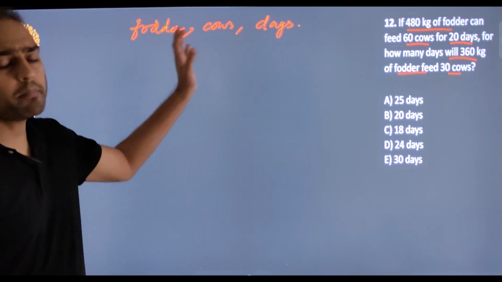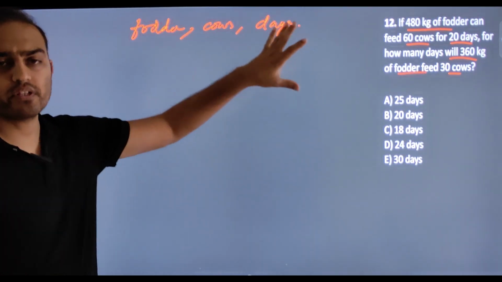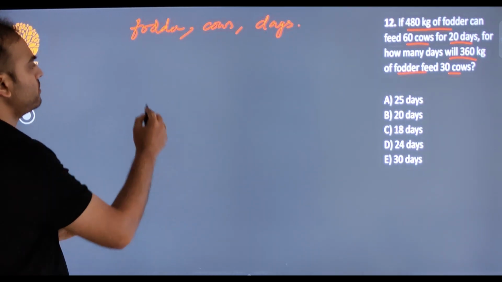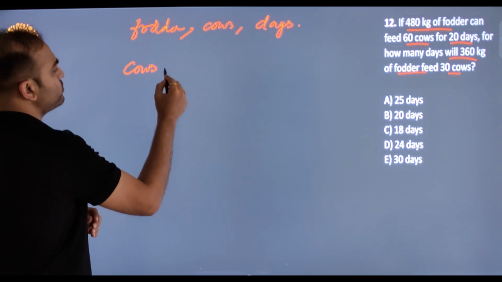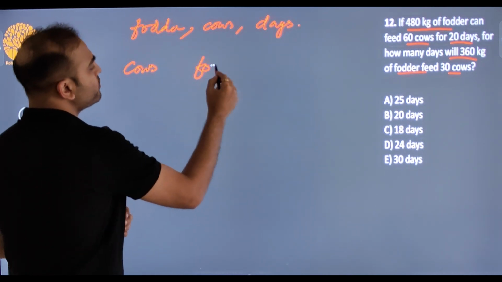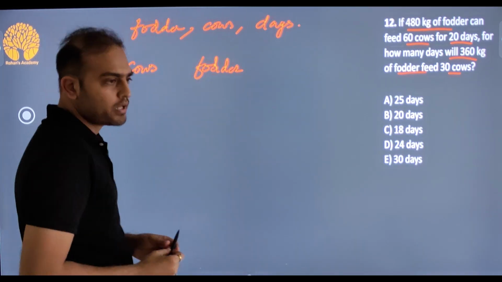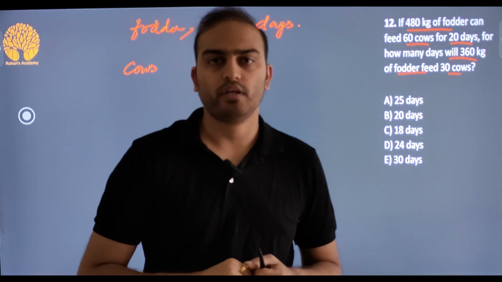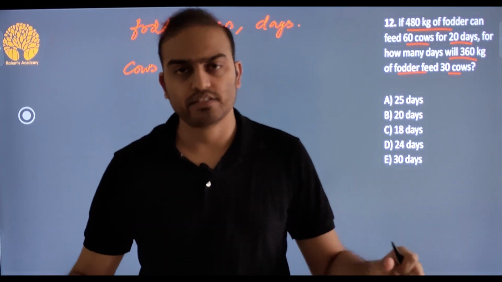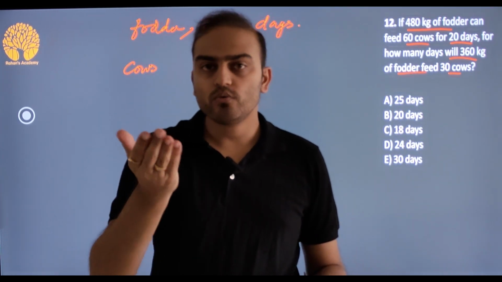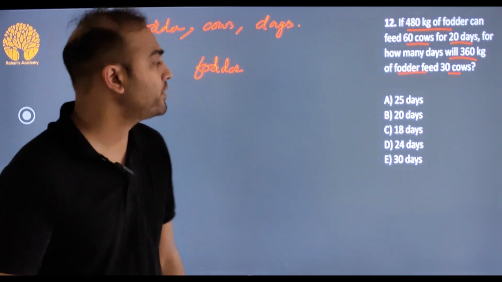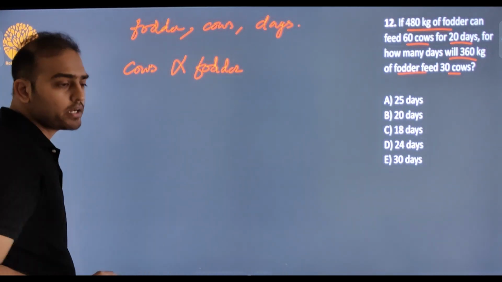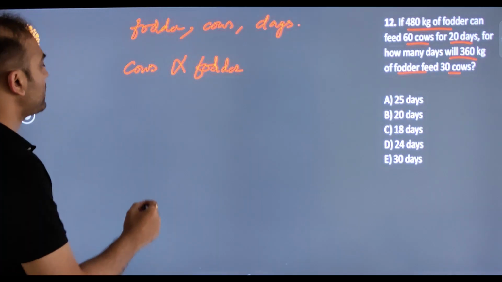You can pick any variable you want. It need not be that you have to go in this order. Say I pick cows. Now, what is the relationship of cows with fodder, provided days are fixed? If the days are constant, more the number of cows, more fodder you will need, right? So cows and fodder are directly proportional.